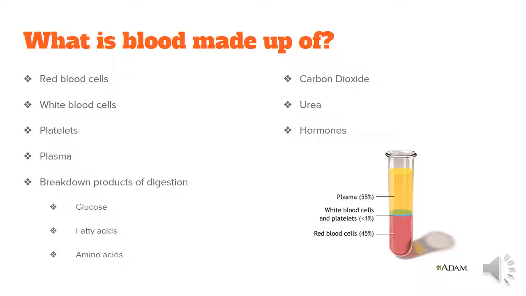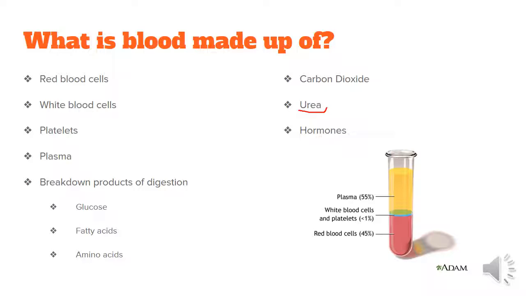Okay, so here's another cool thing. Your blood is made up of a ton of different things. Well, not a ton, but many different things. You've got the red blood cells, white blood cells, platelets, which are used for clotting, plasma, also glucose, fatty acids, amino acids, carbon dioxide, urea, and hormones. And urea is given off in your urine. It's also given off in your sweat.